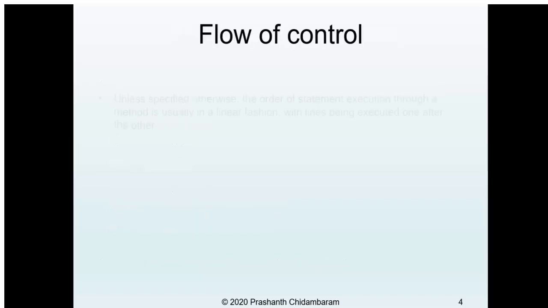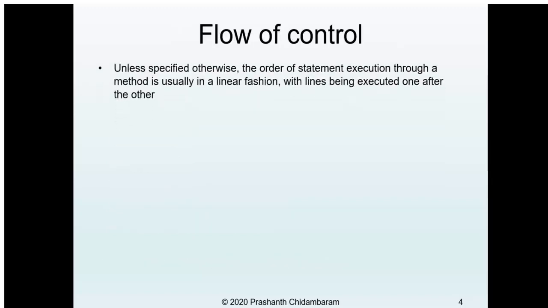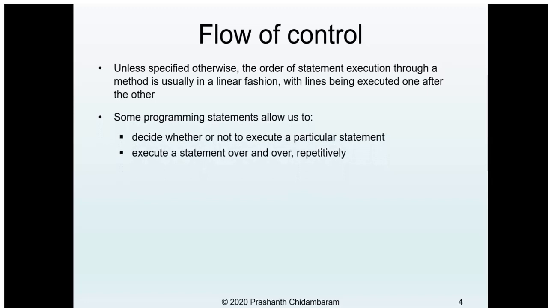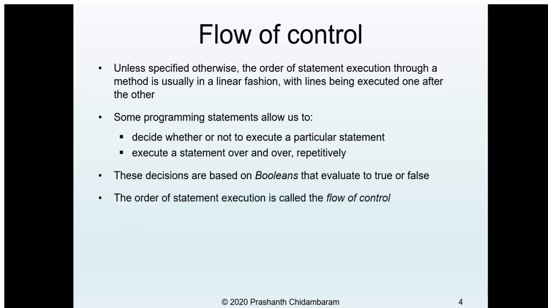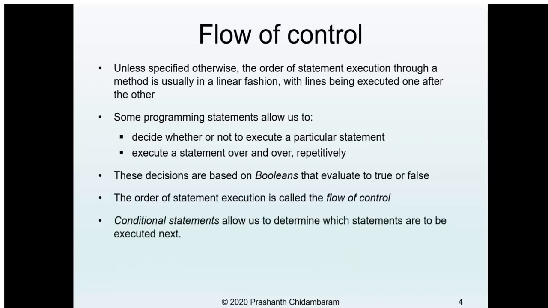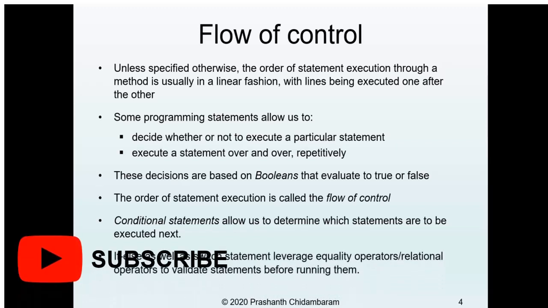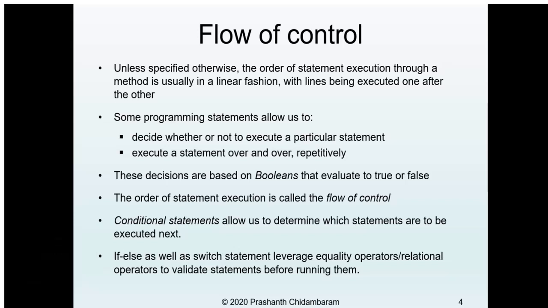Flow of control: this is the order of statement execution, one after the other. Typically lines in R are executed in a linear fashion, with one line being executed before moving on to the next. Conditional statements allow us to change the execution of lines one after the other. Typically these conditions are booleans that evaluate either to true or false. This order of statement execution is called flow of control, and conditional statements allow us to determine which statements are to be executed next. We can also leverage equality operators and relational operators to validate statements.